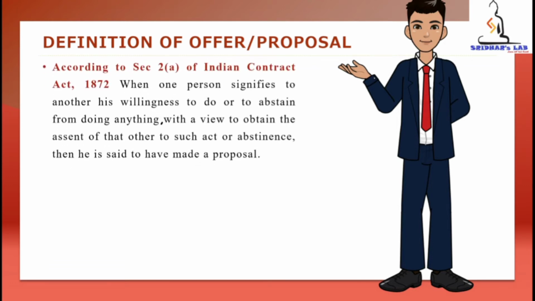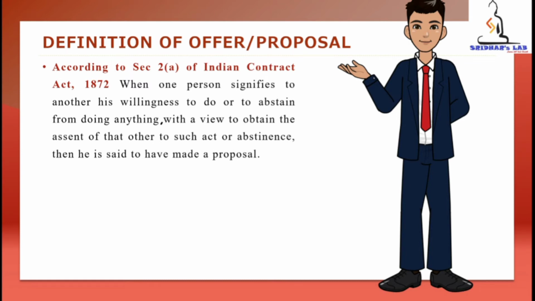According to Section 2, subsection (a) of the Indian Contract Act 1872, when one person signifies to another his willingness to do or to abstain from doing anything with a view to obtain the assent of that other to such act or abstinence, then he is said to have made a proposal. When a person expresses his willingness to do something or not to do something to another person with a view to get the consent of that other person, it is called an offer.